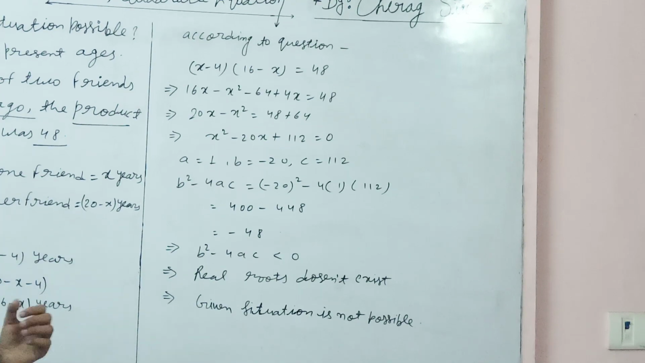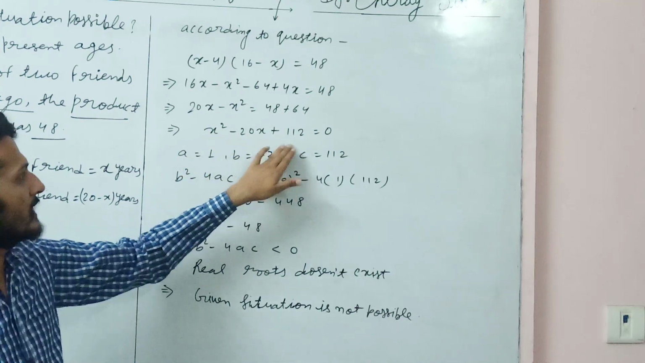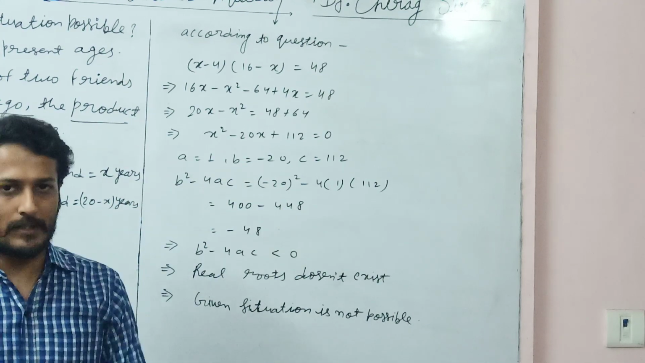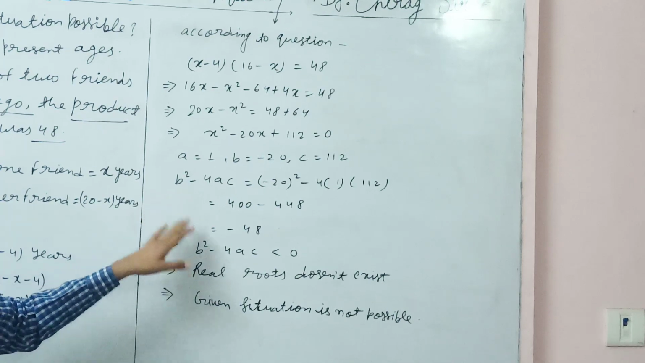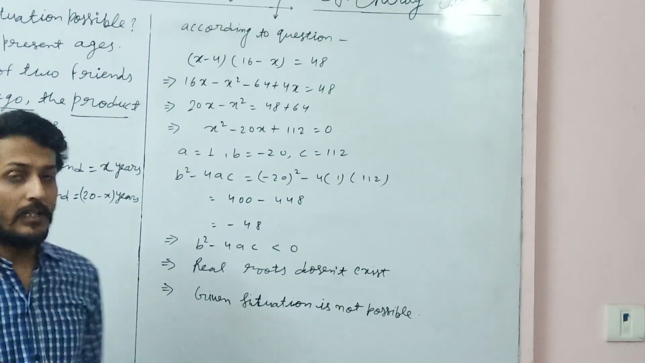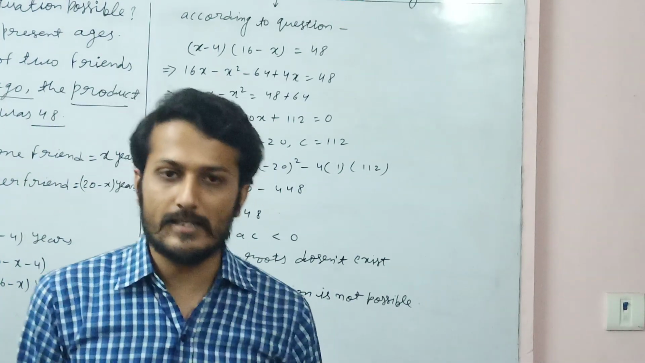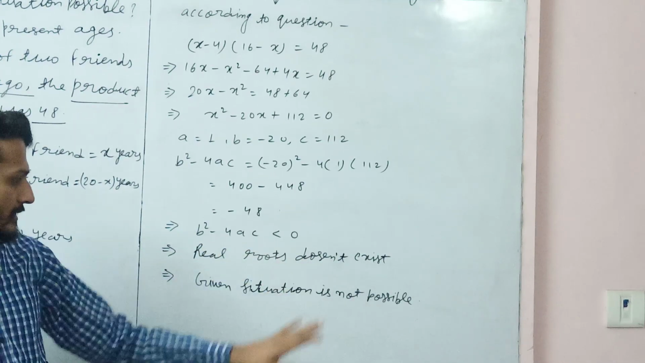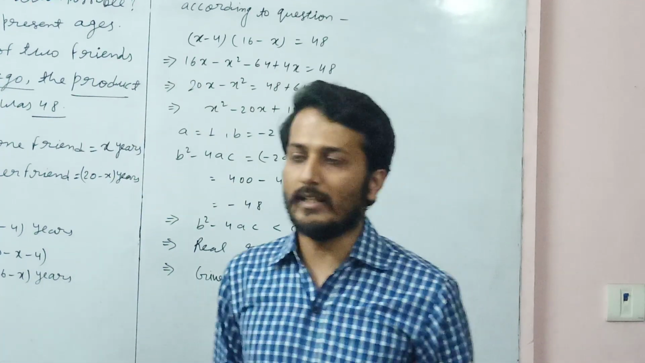Now simplify it by bracket multiplication. By simplifying it we get x square minus 20x plus 112 equals 0. Now the values of a, b and c are written here. First we need to find the discriminant, that is b square minus 4ac. We have calculated the discriminant, which comes to minus 48, that is less than 0, and we have studied in the first part that if the discriminant is less than 0, then real roots do not exist. So real roots do not exist, and if the real roots do not exist, then the situation is not possible.